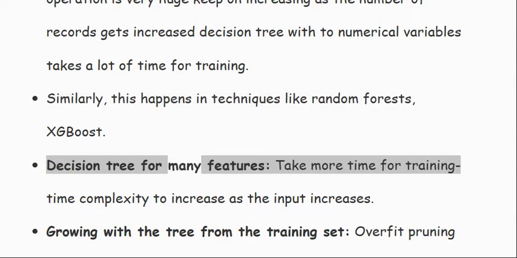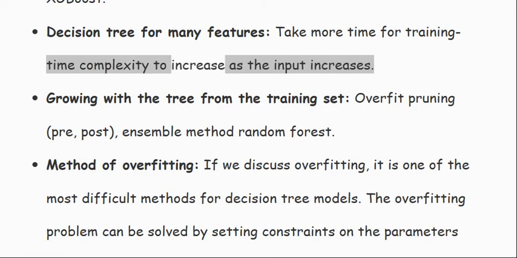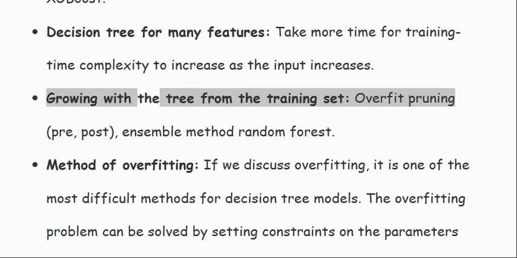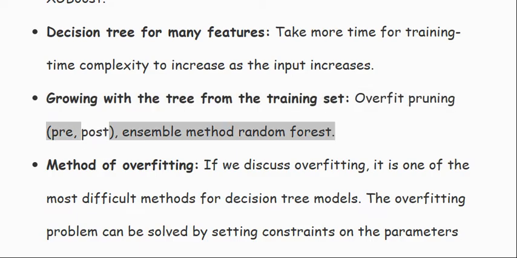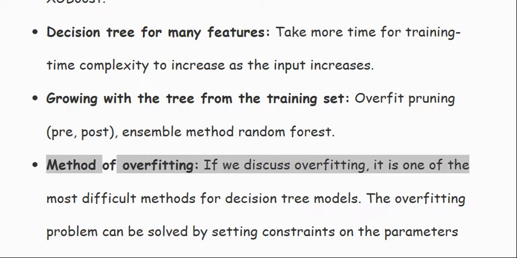A decision tree with many features takes more time for training. Time complexity increases as the input increases. Growing the tree fully from the training set leads to overfitting. Remedies are pruning, pre and post, and ensemble methods like random forest, which is a method against overfitting.